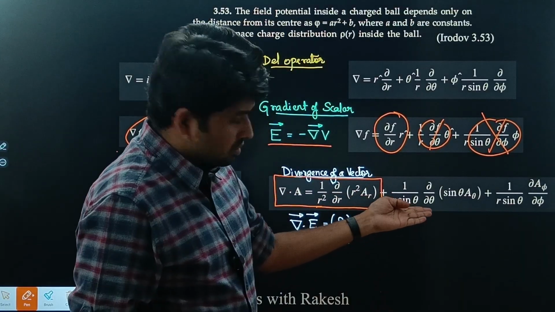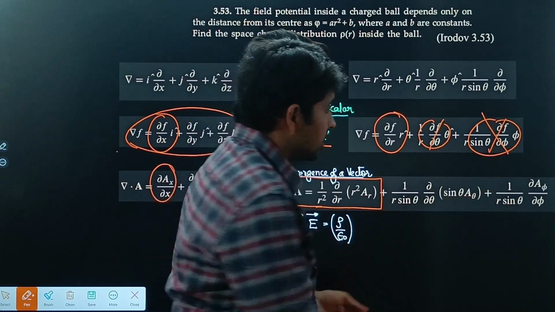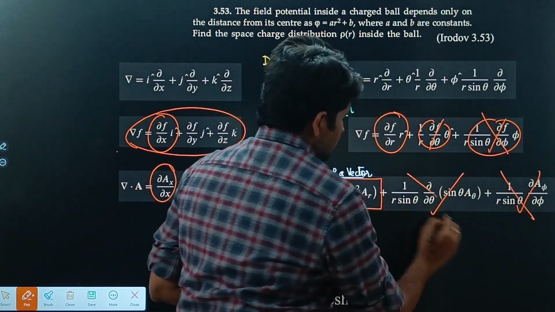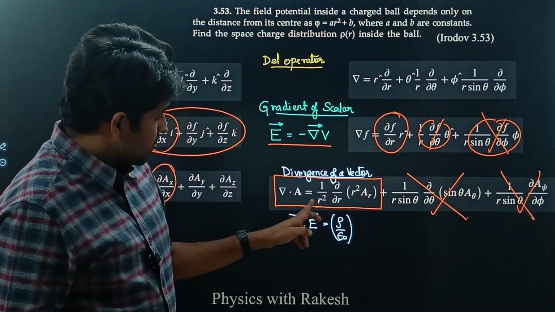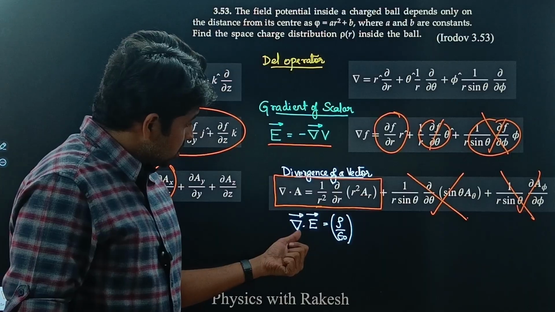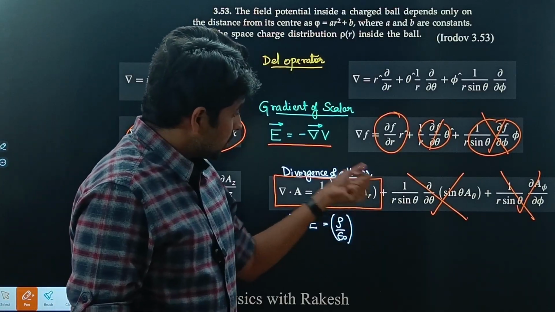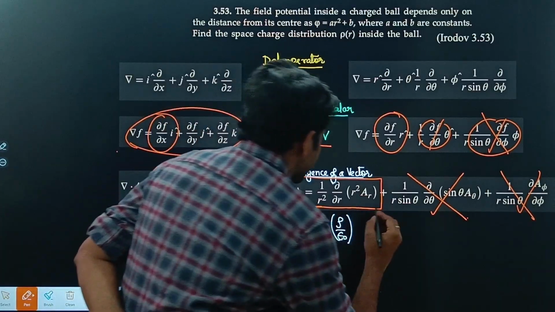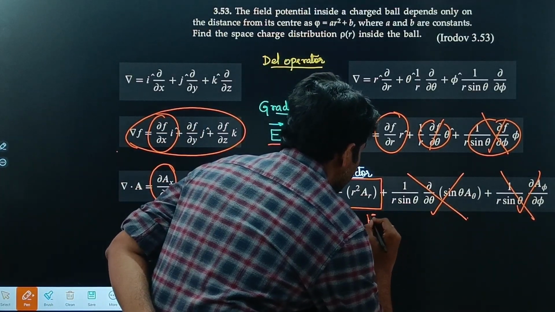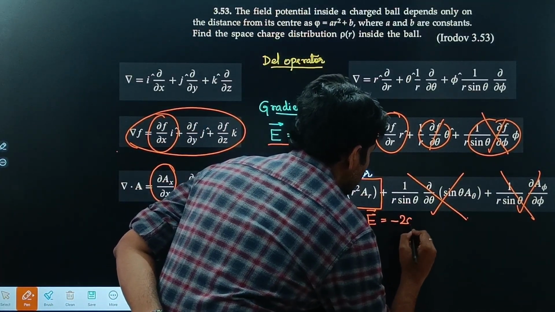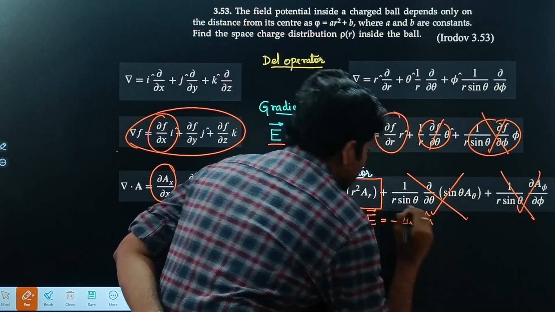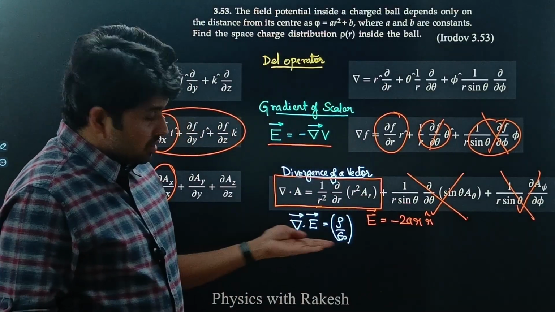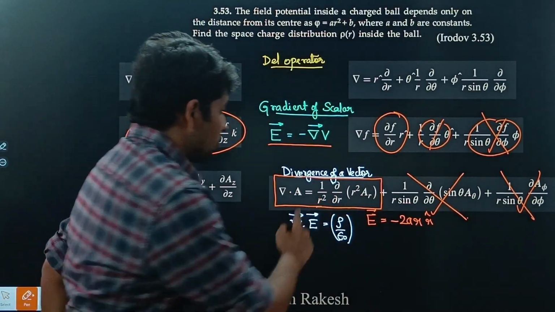We don't need to focus on these terms because we don't have theta and phi, so just ignore these two terms. Just focus only on this term. Okay, so when we are doing divergence, we need to use this one. We can't just differentiate. So what did we get? We got E bar equal to minus 2a r cap. Okay, we can't just say this is differentiation. We have to apply this. So what is del bar dot E?